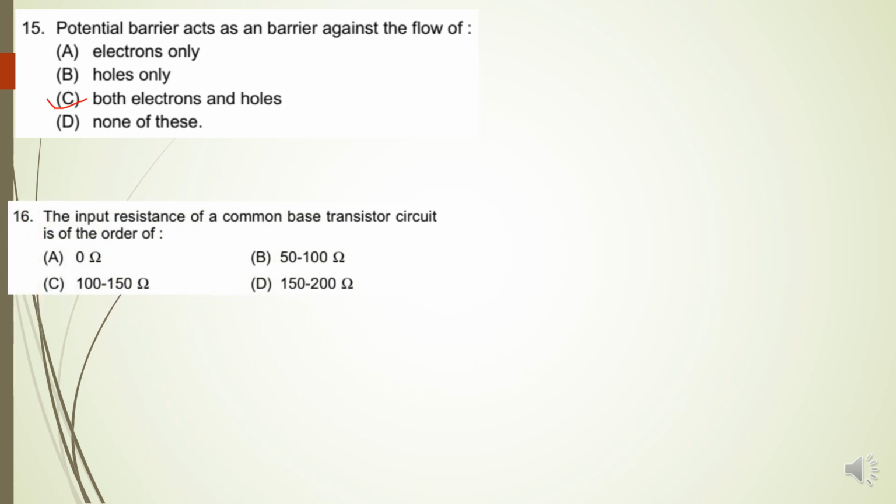Next, the input resistance of a common base transistor circuit is of the order of: A. 0 ohm, B. 50 to 100 ohm, C. 100 to 150 ohm, D. 150 to 200 ohm. The answer is option B, that is 50 to 100 ohm.